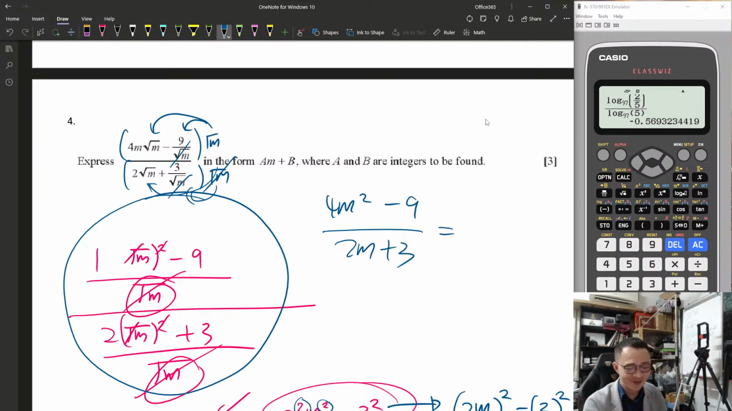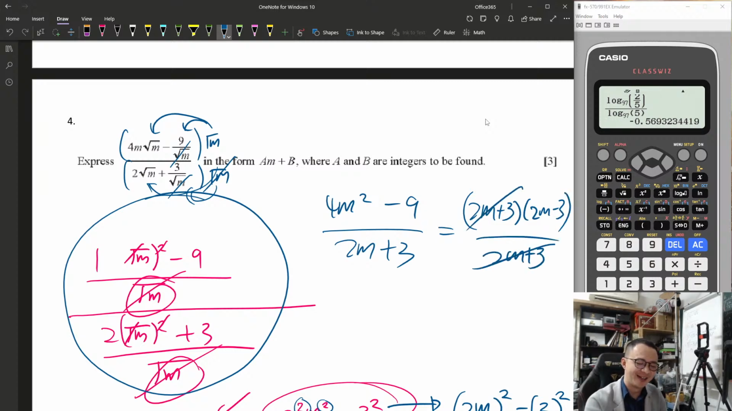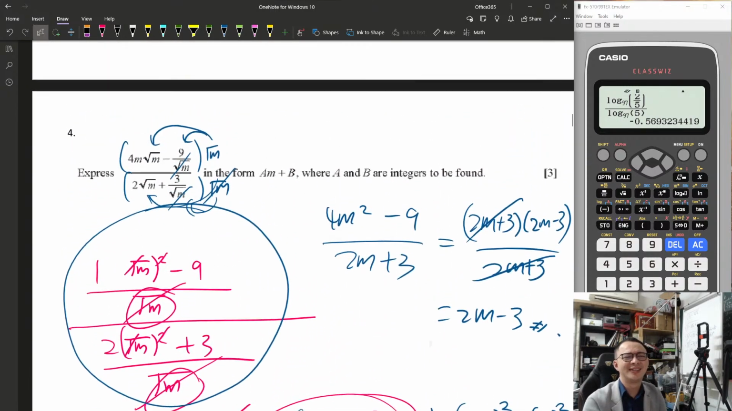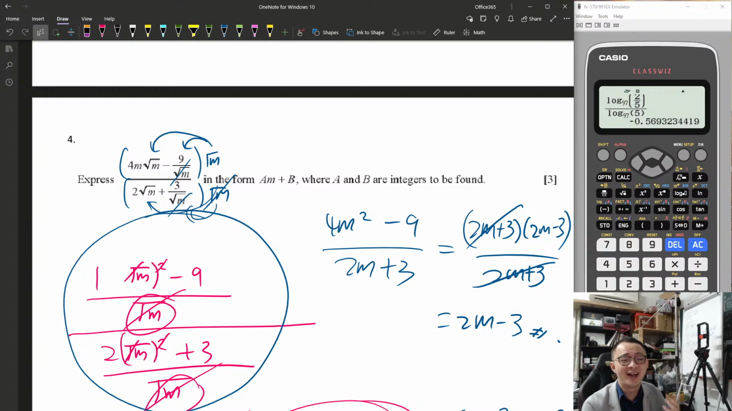Then of course I know this is 2m plus 3, 2m minus 3. I mean 2m minus 3 over 2m plus 3. Then I cut 2m minus 3. Yeah, this is normally if I do myself I will just do like this, but because I want most of the students understand, I actually show you a slightly longer way, but both ways are definitely okay here.